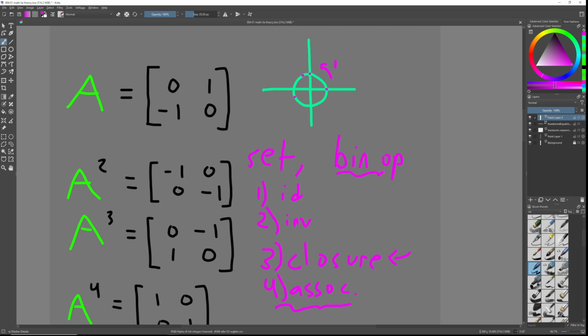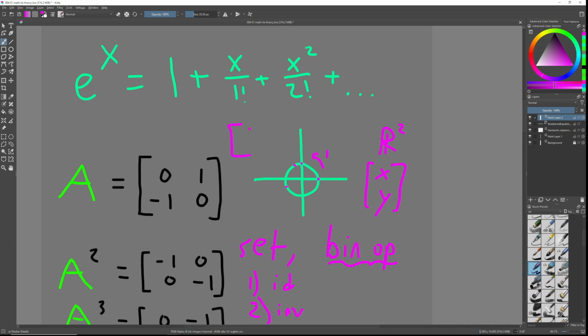And here the binary operation is rotation, or alternatively, multiplication of this specific matrix. The set, what is the set? It depends on how we define things, I guess, but maybe it's just the vector space R2, elements of the vector space R2. The identity is rotation by 0 degrees. It's also the matrix. The identity matrix is 1, 1.